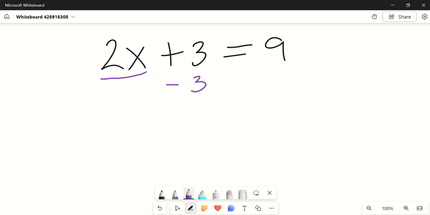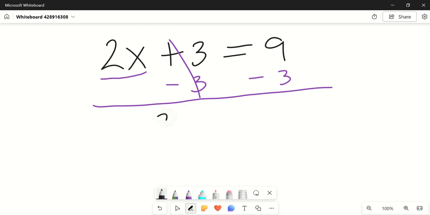Subtract it. I'm going to get rid of this here, and get rid of that on that side. Now I'm going to draw a line to rewrite the new equation. So from left to right, what is my new equation, ladies and gentlemen? 2x equals 6, because remember, 9 minus 3 is 6.